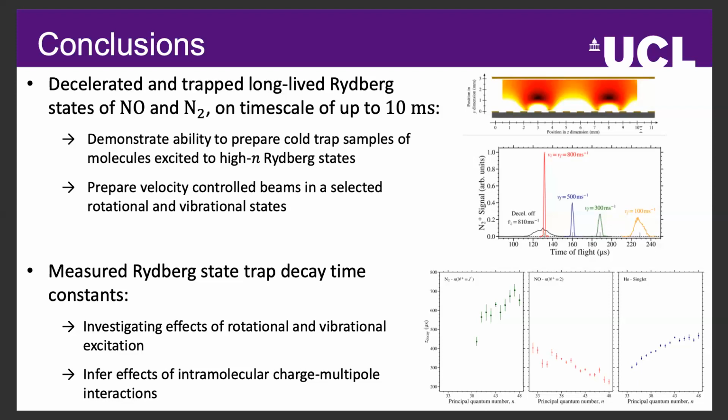One question. I'm just curious why you needed the cold trap. Is there a lot of blackbody radiation that would ruin the experiment? Yes, if we perform these at room temperature, the trap decay times are significantly shorter because of the effects of blackbody transitions and ionization. So performing at 30 Kelvin shields us from as much of this blackbody radiation as possible, basically.